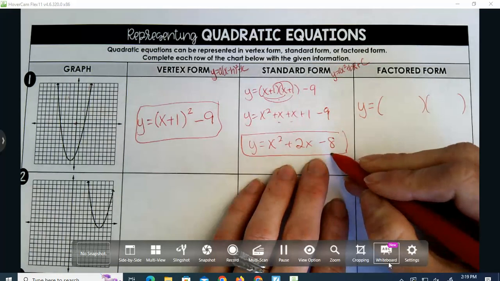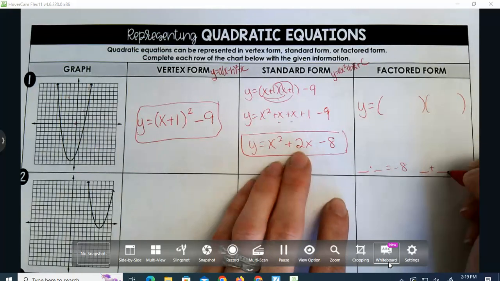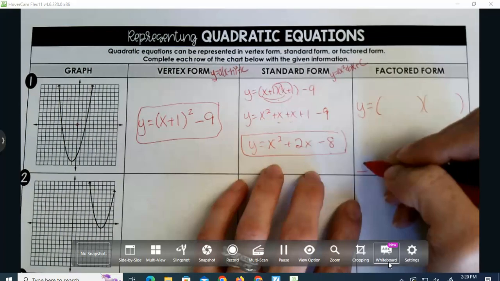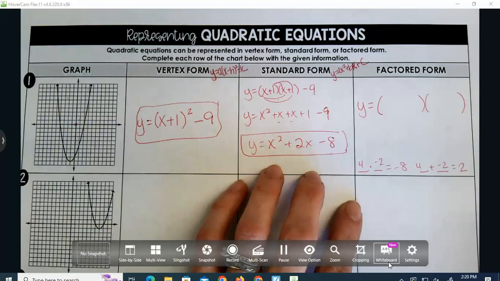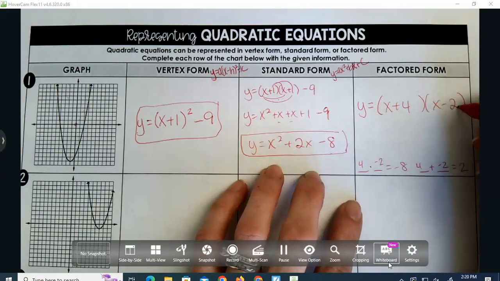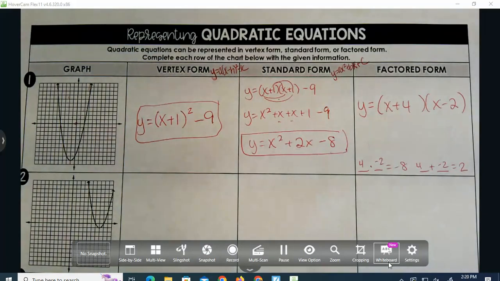We're looking for 2 numbers that multiply to negative 8 and add to a positive 2. What numbers would those be? Yeah, positive 4, negative 2. So we get (x plus 4)(x minus 2). All right, these are three different equations for the same graph. And if you plugged any one of those into your graphing calculator, it would give you the same graph.